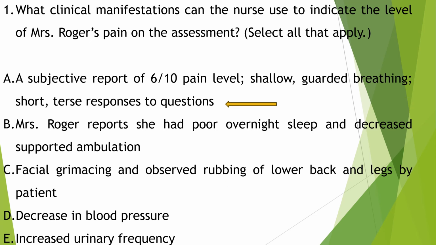Mrs. Rogers reports she has poor overnight sleep and decreased supported ambulation. Sleep quality is also affected because pain is there. Facial grimacing and observed rubbing of lower back and legs by patient, that also is because of pain. But blood pressure and pulse will not decrease but increase during pain, and also urinary retention will be happening. Urinary frequency won't happen as a side effect of a pain medication. So the last 2 points are wrong.